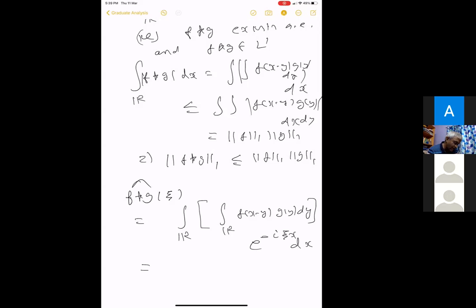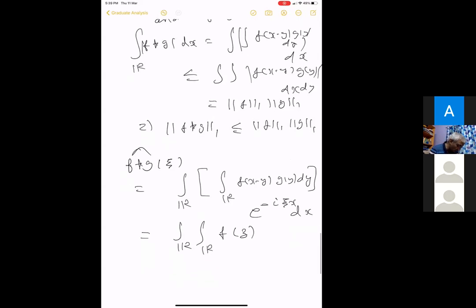Now we have e power minus i xi x, which we can take inside the integral over R, and f of x minus y, we can write it as f of z. If you substitute z equal to x minus y, then x equals z plus y. So e power minus i xi times z plus y, g of y dx dy. Now you can see that this is just f of z e power minus i xi z, and that breaks into a product. So this is just equal to f hat of xi times g hat of xi.